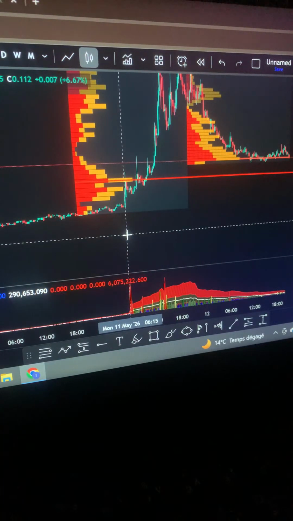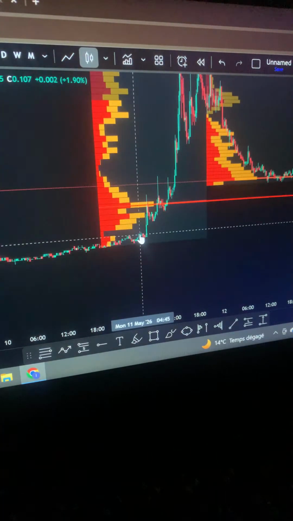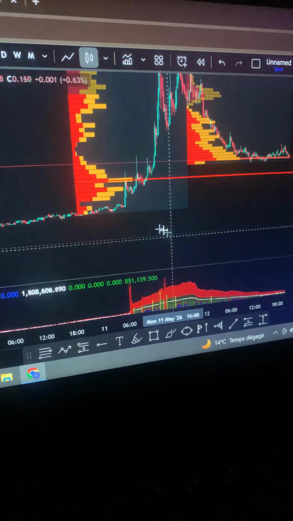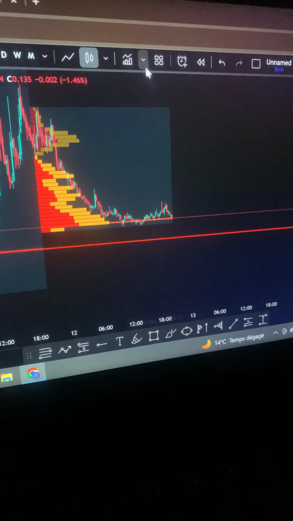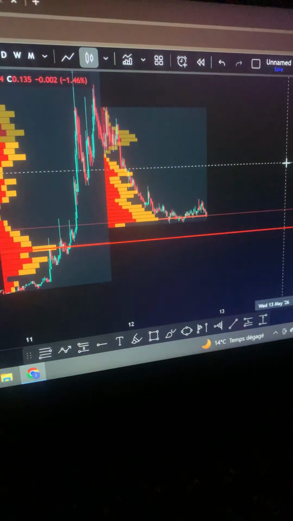Look, this is a massive pump there, and also a massive volume below. So now let's see what the VWAP will tell us.